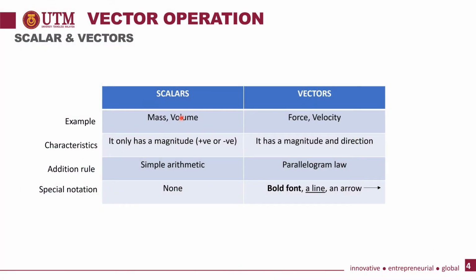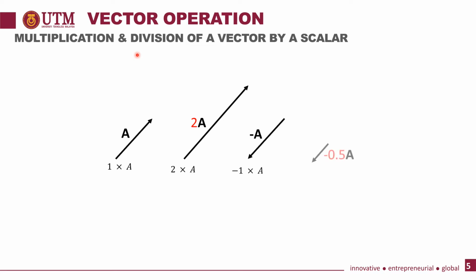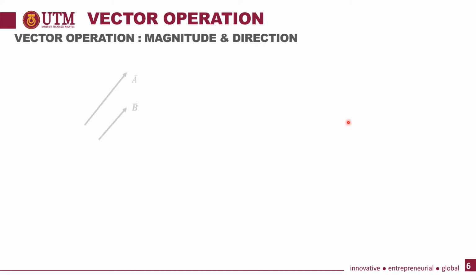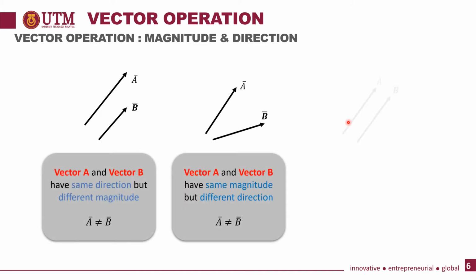First, last week you learned about scalars and vectors and the differences between them. Next, you were taught about multiplication and division of a vector by a scalar, right? So your arrow will represent the magnitude and direction. Next, you learned about vector operations, magnitude and directions, alright?